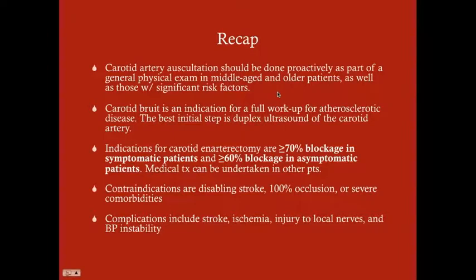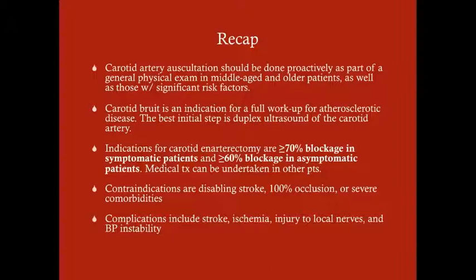So just to recap, carotid artery auscultation should be done proactively as part of any general physical examination in middle-aged and older patients. I would say probably at least after age 50, and also in patients who have significant risk factors, so early heart attacks in the family, early strokes in the family, familial hypercholesterolemia for sure, patients with long-standing uncontrolled diabetes, patients who have been smoking for a long time, etc. Carotid bruit is an indication for a full workup for atherosclerotic disease. So the best initial step is going to be a duplex ultrasound of the carotid artery because we want to look at that first. But after that, these patients should probably come in for an EKG. They should probably do a stress test because you're looking to see if there's anything else that may have happened, considering we know that they've got atherosclerotic disease. So just looking at the broad picture.